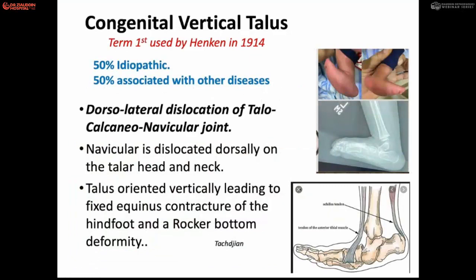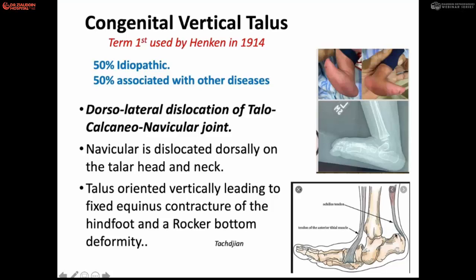50% of congenital vertical talus cases are idiopathic, and 50% are associated with other diseases, maybe a neurogenic disorder or arthrogryposis congenita. There is dorsolateral dislocation of the talocalcaneonavicular joint, usually called the mid-tarsal joint. The navicular is dislocated dorsally and the talar head is dislocated downward. Therefore, the talus is oriented vertically, leading to fixed contracture of the hind foot and rocker bottom deformity.